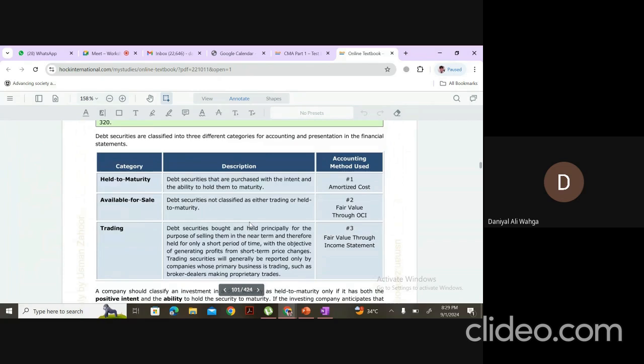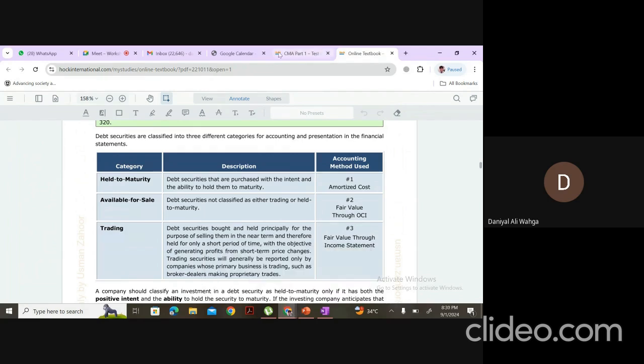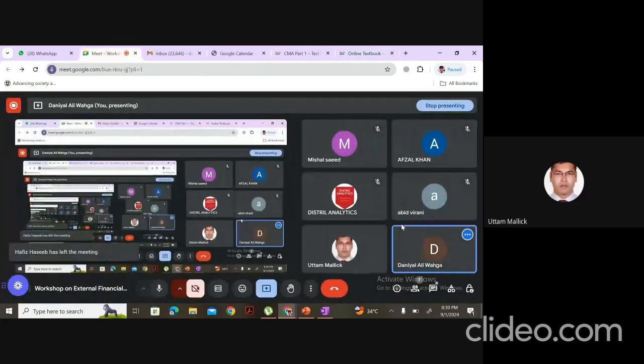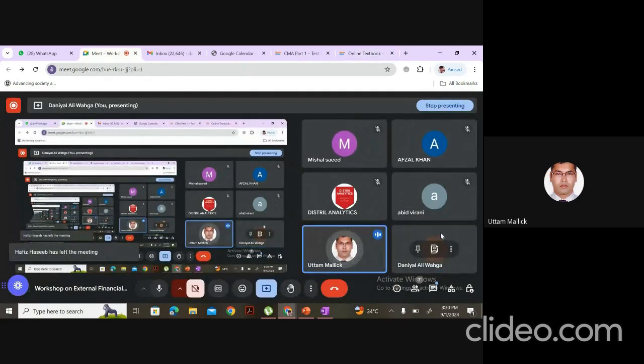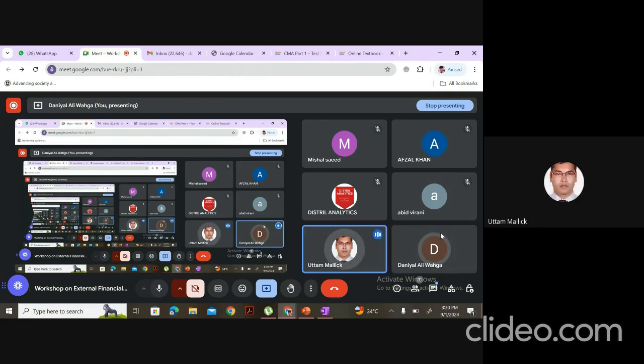So if there is any question for you guys, you need to ask me here. Any question? Anyone? Sir, so it's a significant influence, so it will be the equity method, right? Yes, there will be an equity method. That is basically considered as an investment in associate. Okay, it will be treated as an associate. Yes, understood. So that will be considered as an investment in associate.